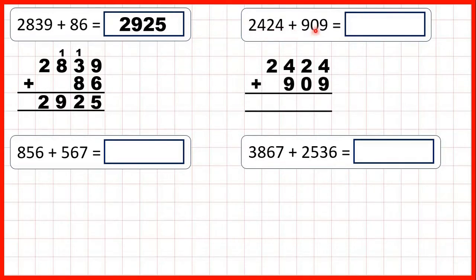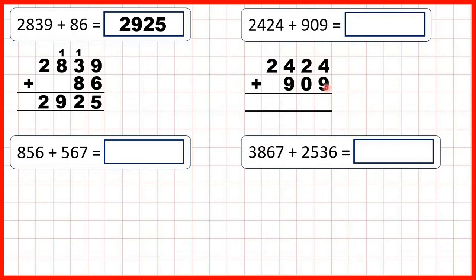Now 2,424 plus 909. Again, we've got the question written out with the digits lined up on the right hand side, because when we're adding whole numbers, if the digits are lined up on the right, then our place value columns will be lined up as well. That is with whole numbers. Remember, with decimals, it's the decimal point that you need to line up. But here, because we've got whole numbers, we've lined them up on the right hand side, and that means our ones, tens, hundreds and thousands columns are lined up as well.